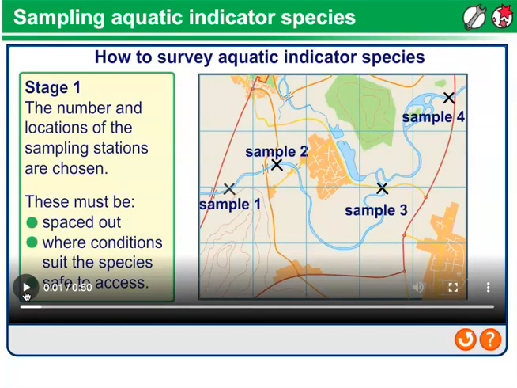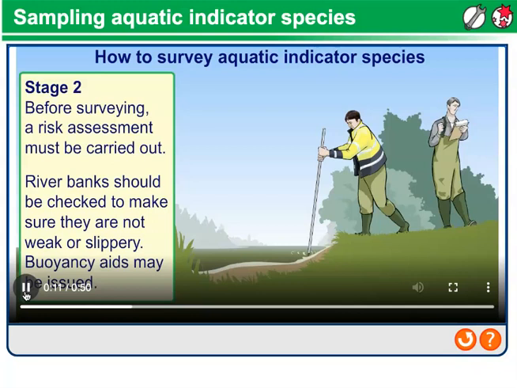Stage 1. The number and locations of the sampling stations are chosen. They must be spaced out where conditions suit the species, and it's also safe to access. In stage 2, before surveying, a risk assessment must be carried out. Riverbanks should be checked to make sure they are not weak or slippery, and buoyancy aids may be used in the process of conducting surveys.